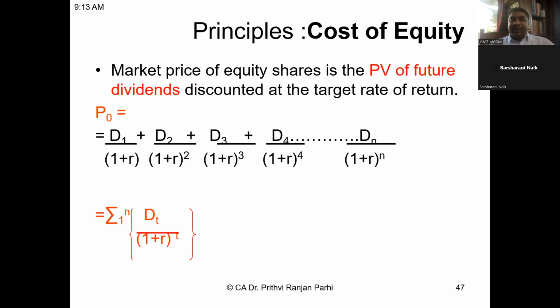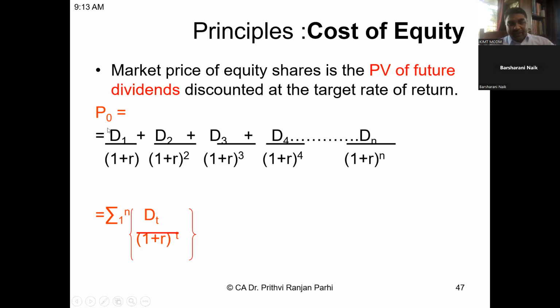D2 is dividend at the end of year 2. D3 is dividend at the end of year 3. D4 is the dividend at the end of year 4, like this. Since equity is a permanent investment, dividend will be paid like this till infinity. When I say D1 by 1 plus R, what are we doing?